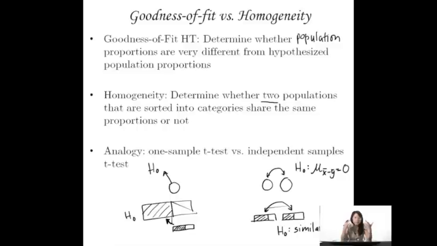All right. And so in that way, I hope you could see that goodness of fit and homogeneity are ideas that we've looked at before, comparing one sample to a hypothesized population or comparing two samples to each other. But we've looked at it before not with proportions, but with means, right? And now we're looking at it with proportions.